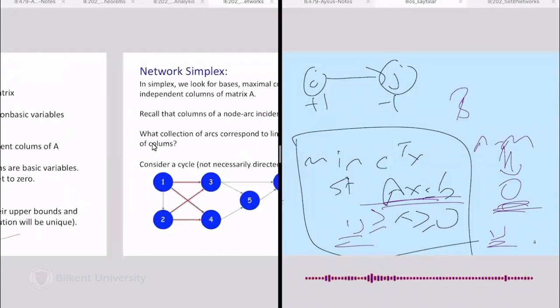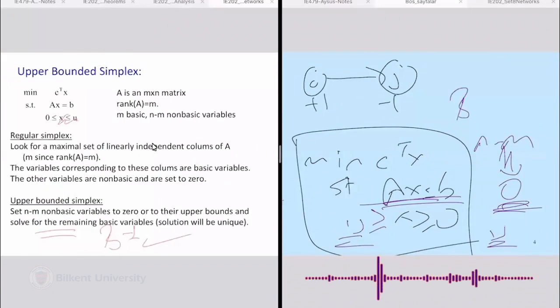Remember, in the standard simplex, all we did was we selected N minus M non-basic variables, and we set them to 0. And then we solved for the remaining basic variables. The upper bounded simplex allows you to set those non-basic variables not just to the lower bounds, but to upper bounds also. So some non-basic variables will be 0, and some non-basic variables will be at their upper bounds, whatever that upper bound is.